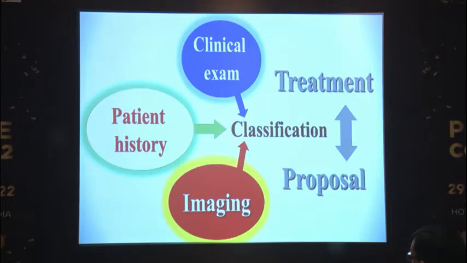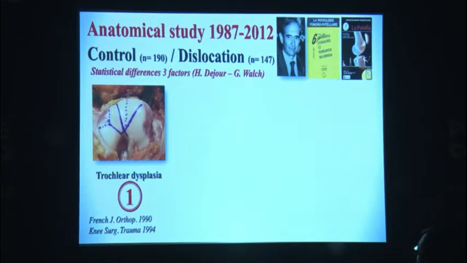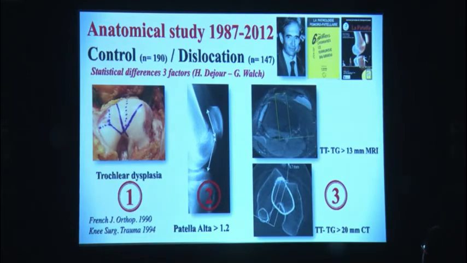proposal for a treatment. So the anatomical study, which was done in 1987, had two populations, control population and dislocation population. And at that time, three instability factors or risk factors were defined. The trochlear dysplasia was the most important one. You see this very big trochlear dysplasia. The second is a patella alta. And the third is an excessive TTTG with a threshold of 13 millimeter on the MRI, with a threshold of 20 millimeter if you use CT scan.